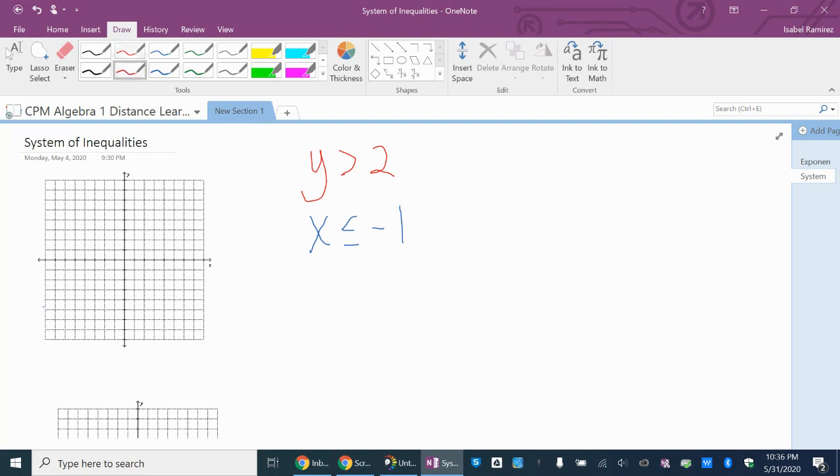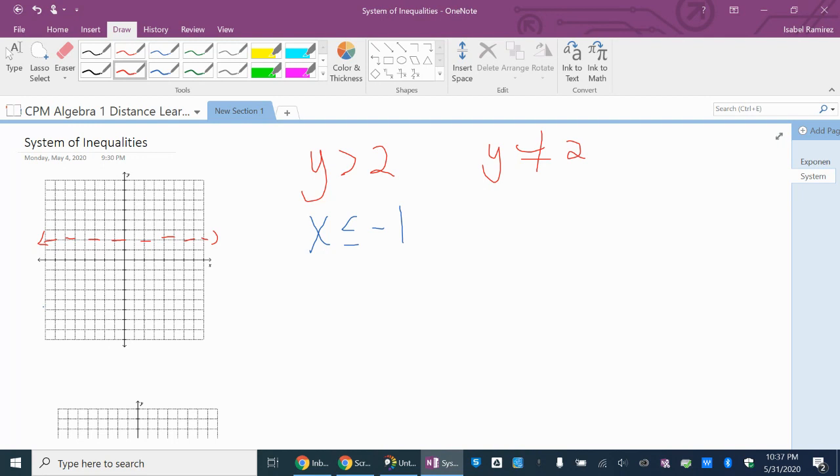So when you have y is greater than 2, y cannot equal 2, because if it does, then 2 is greater than 2, and that's false. So we're going to have a dashed line as opposed to a solid line. So y is greater than 2 would be something like this, a dashed line because it technically cannot equal 2.